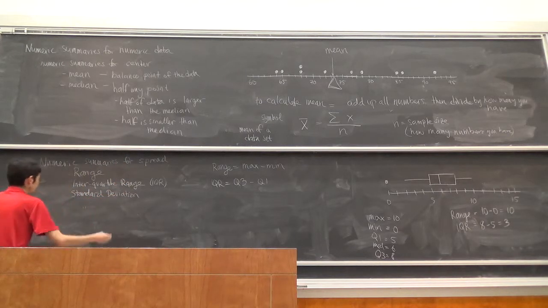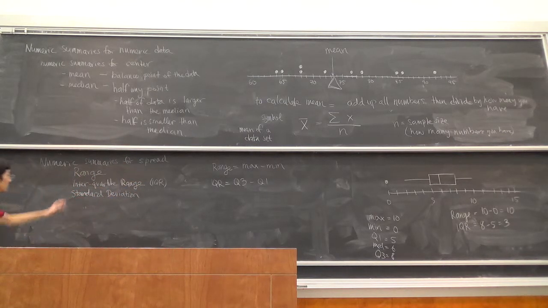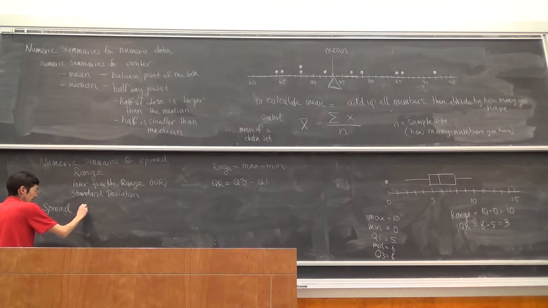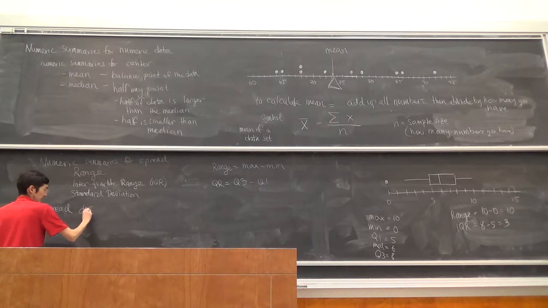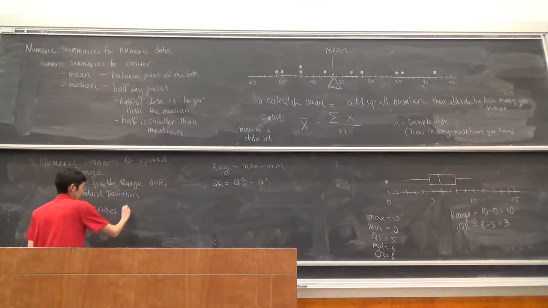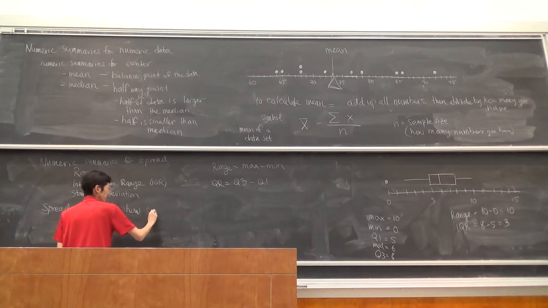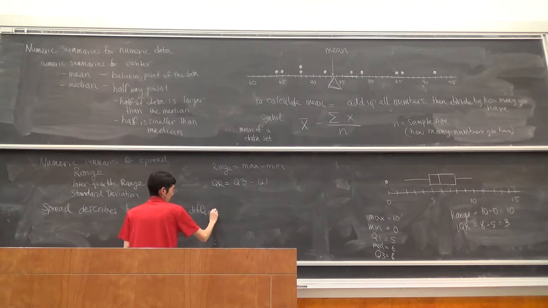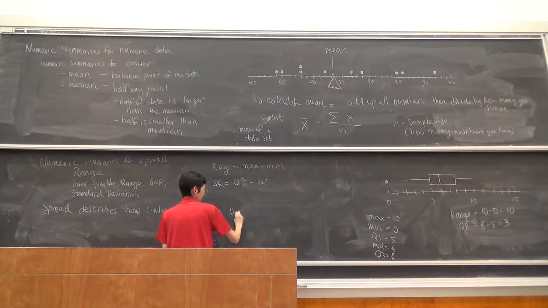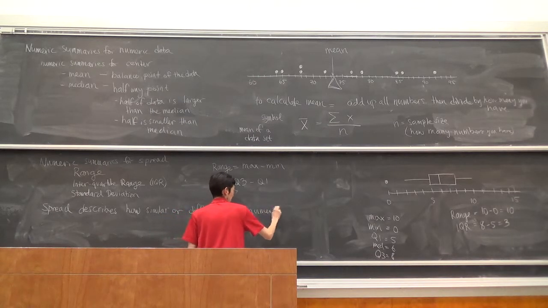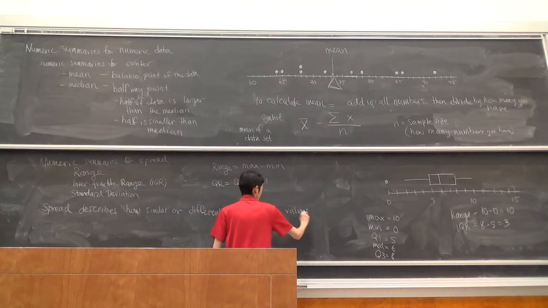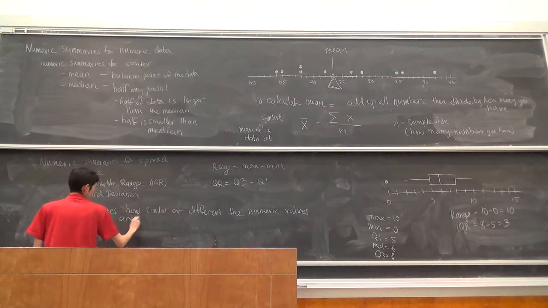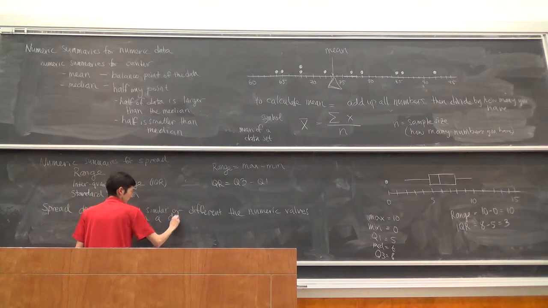Okay, so, numeric summaries for spread. Spread describes how similar or different the numeric values are in a data set.